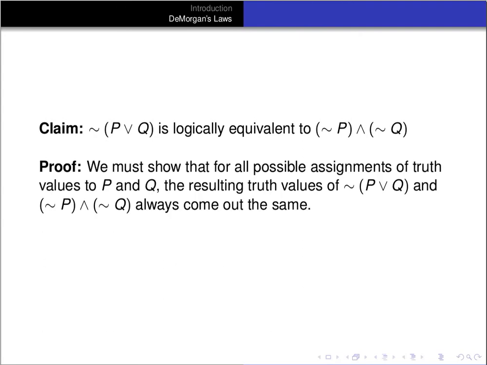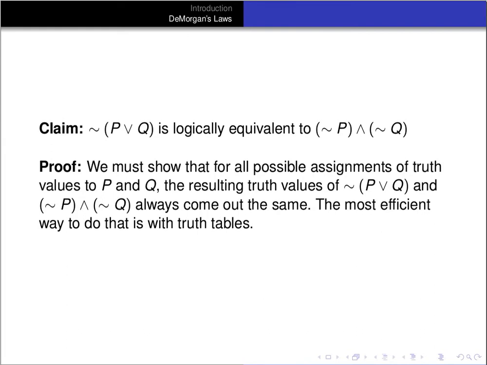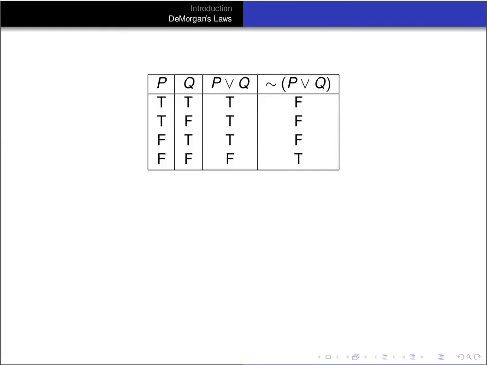Again, we have to show that for all possible truth assignments of truth values to P and Q, the resulting truth values of not (P or Q) and not P and not Q always come out to be the same. So again, the most efficient way to do this is with truth tables. So here's the truth table for the negation of P or Q.